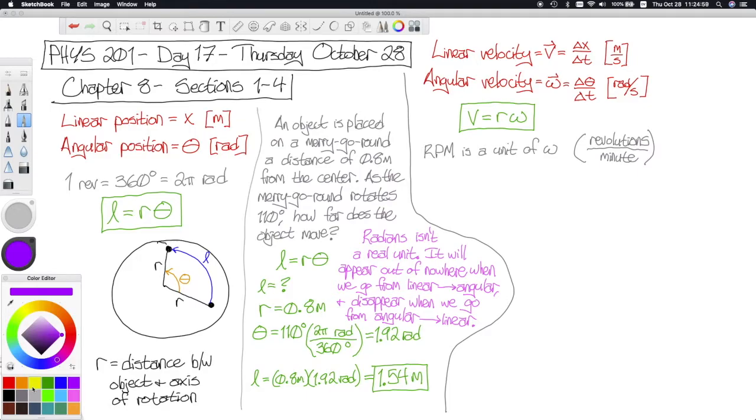For me, it's enough to know that if an object is rotating counterclockwise, then the angular velocity points out of the page straight towards you, and if an object is rotating clockwise, the angular velocity points into the page or directly away from you.